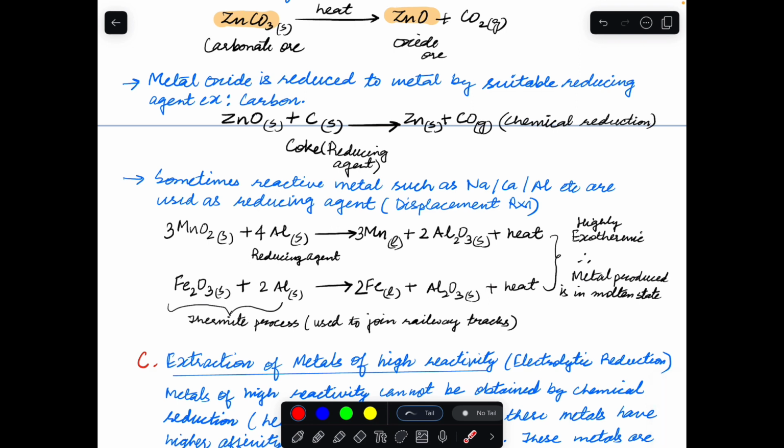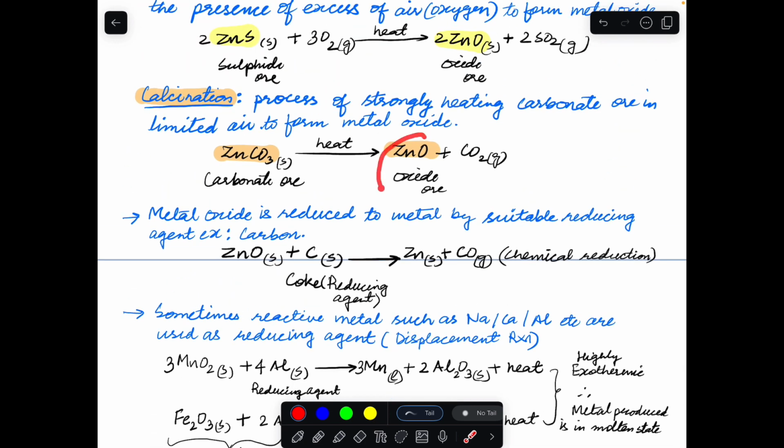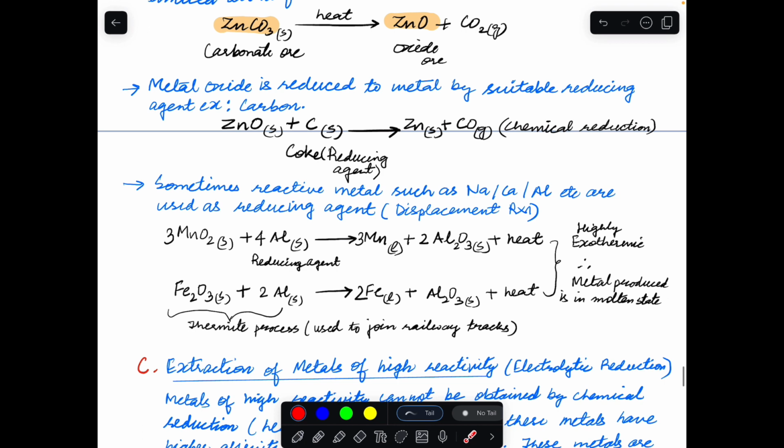Once metal oxide is obtained, like here, we get metal oxide, now this metal oxide is converted to metal. So metal oxide is reduced to metal by a suitable reducing agent, for example carbon. Therefore we call it chemical reduction. So your zinc oxide will react with carbon to give zinc metal, and carbon will be released in the form of carbon monoxide gas. So here we are using carbon as a reducing agent.